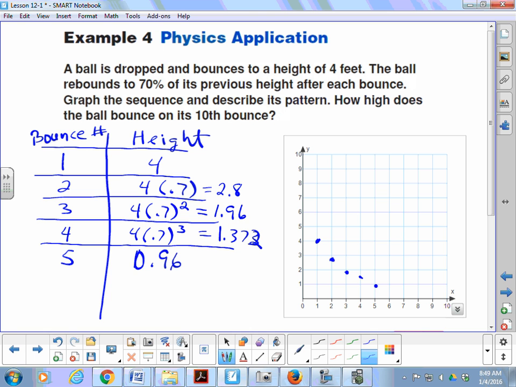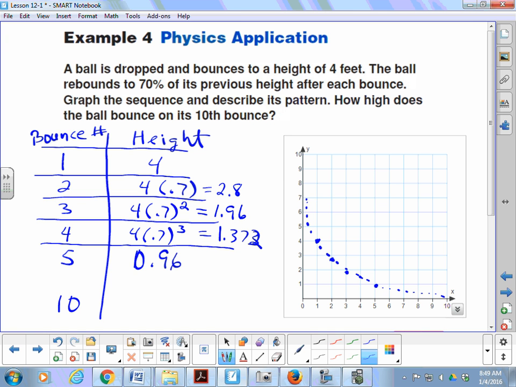Right. So the graph's going to look like this, right? Is it ever going to go below the x-axis? No, because you're never going to get a negative height on your bounce, right? It's just going to get less and less. So if I describe the pattern, the graph is going to be decreasing at a decreasing rate. The amount of decrease each time is going to get smaller and smaller.